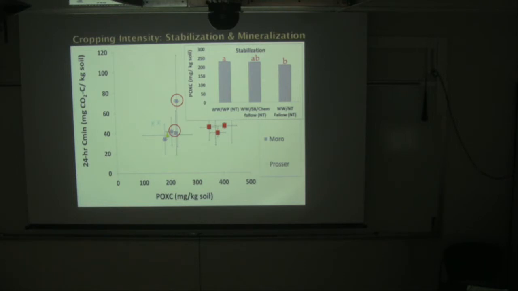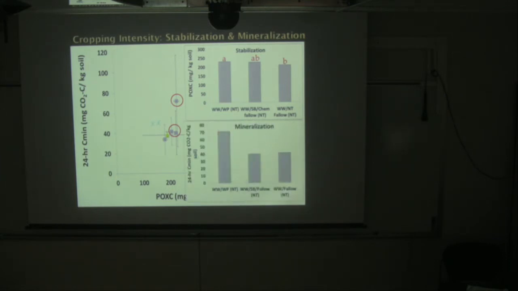And then Morrow, winter pea, which has represented an intensification there for 10 years, has resulted in significantly more stabilization than just winter wheat, no-till fallow. These are all within no-till cropping systems. However, mineralization, no detectable significant differences there.